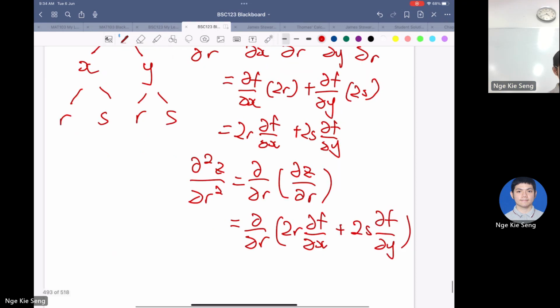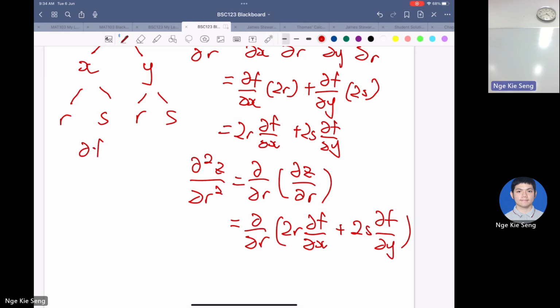Okay, so what can you see here? You have a product of functions in terms of r, right? Because if you differentiate with respect to x, you define it in terms of r. So there are two things in terms of r, so you need to use the product rule here. But how to differentiate del f over del x with respect to r? You need to use what rule? Chain rule again.